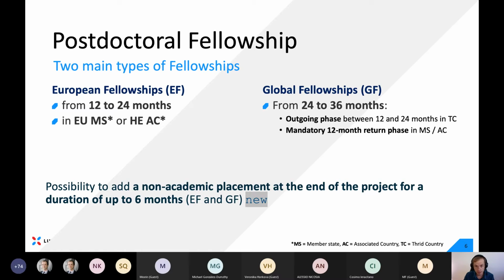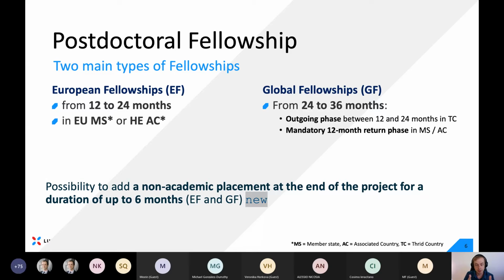There are two main flavors of Marie Curie postdoctoral fellowships: the European fellowships and the global fellowships. Most of you will be in the European fellowships. That's sort of the standard mode. It can be 1 to 2 years in total length. And you will do this fellowship for the most part here in Luxembourg. There is the global fellowship mode. It works a bit differently. It can last longer, up to 3 years.